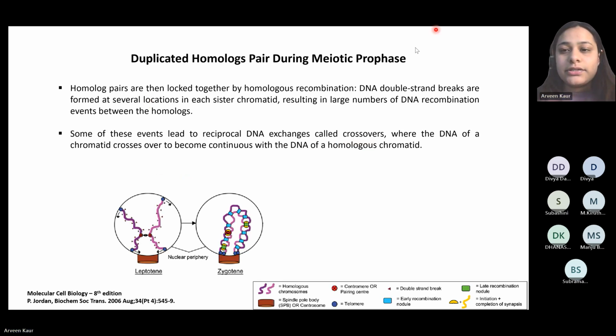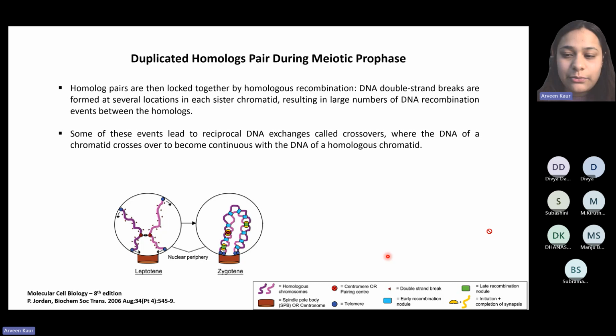After this bivalent is formed, the homolog pairs are then locked together by homologous recombination, and DNA double-strand breaks are formed at several locations, resulting in a large number of DNA recombination events between the homologs. Over here, for example, you can see these small arrows. They represent double-strand breaks, and you can see that there are a lot of double-strand breaks occurring along these non-sister chromatids, or along these homologous chromosomes.